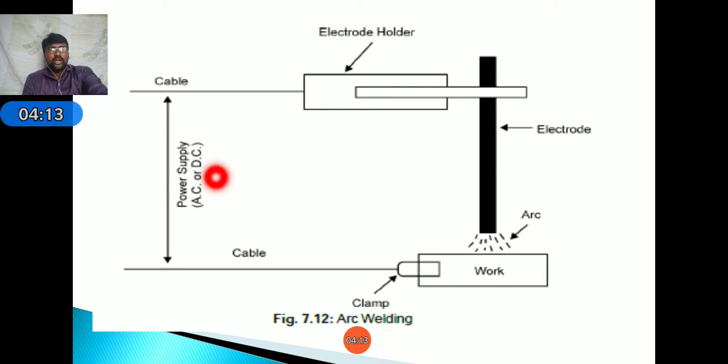Observe here, it consists of a power supply, AC or DC, which changes based on the requirement. Next, it consists of two cables. One is given to the electrode holder, that is the electrode, and the other is given to the workpiece. The black one is the electrode, and this is the workpiece. We maintain some gap between the electrode and workpiece, that is 3 to 4 mm. In that gap, the arc will develop. Due to this arc, a localized temperature is developed. Due to this temperature, the workpiece at that point is converted into a fusion state, that is molten metal, known as the molten pool. After its solidification, both work pieces are joined together. This is known as the arc welding process.